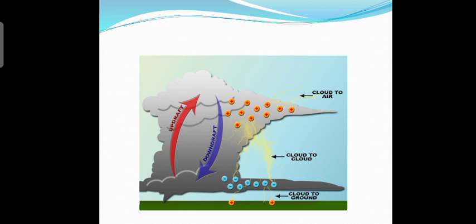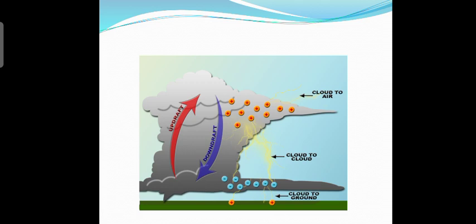Let's try to understand these three types of lightning by seeing this picture. Now you can see that the base of the cloud is having negatively charged particles because they are heavy water droplets, and the top of the cloud is having positively charged, which are the lighter water droplets.